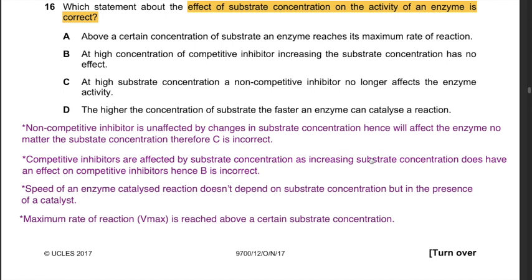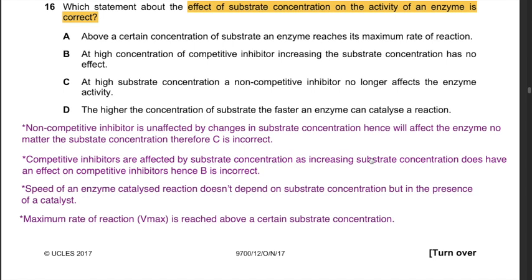Statement D. The higher the concentration of substrate, the faster an enzyme can catalyze a reaction. Speed of an enzyme catalyzed reaction doesn't depend on substrate concentration at all, but it depends on the presence of a catalyst, because a catalyst speeds up the rate of an enzyme reaction. Hence, statement D is incorrect.